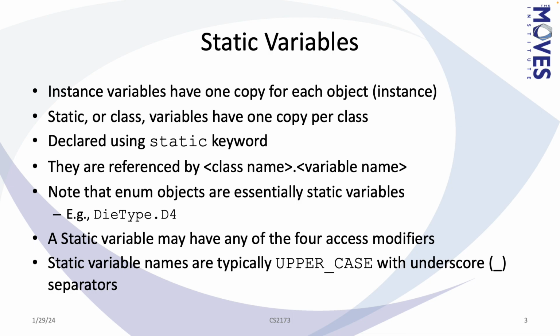But static methods and static variables, you would refer to them by the class name dot the variable name. An example of that is enums. For our die type, this is the name of the enum, but an enum is really a type of class. So it's the class name dot the variable name. And a static can have any one of the four access modifiers: public, private, protected, or package.